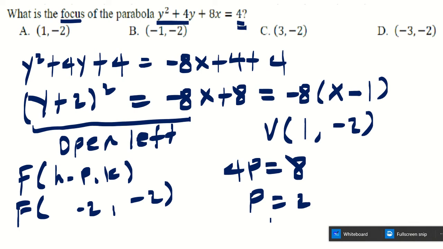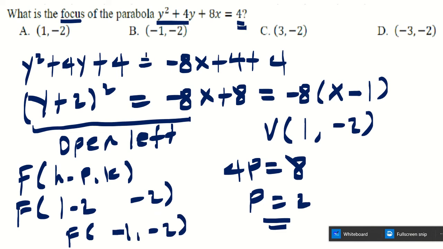So we have everything. The p will not change. The p value is equal to 2. So what to do? 1 minus 2. So the focus point will be 1 minus 2, which is negative 1, comma negative 2. So the answer is found in B. In mathematics, when we are doing hard equations, we don't have to be surprised by silly mistakes. We may lose marks because of that, so we need to take care when we are doing it. Okay, let's continue to the next question.